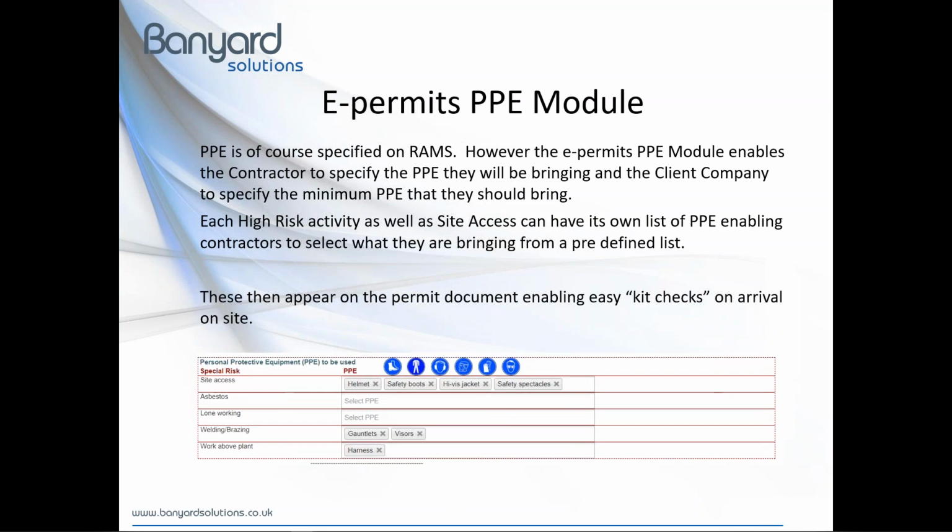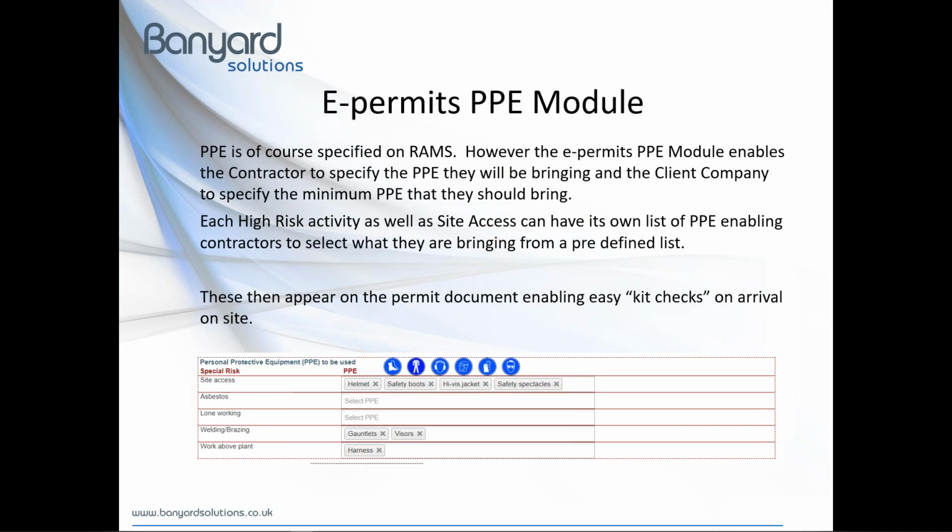Now, of course, PPE is specified on RAMS documents already, but having the module enables contractors to specify the PPE they'll be bringing on that permit job, and the client company can also specify the minimum PPE that they may require. For example, site access, irrespective of what you're coming to do, may require hard hat, safety boots, and a high-vis jacket. So that sort of thing can be specified.